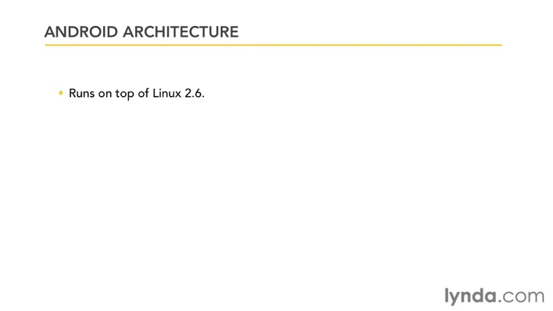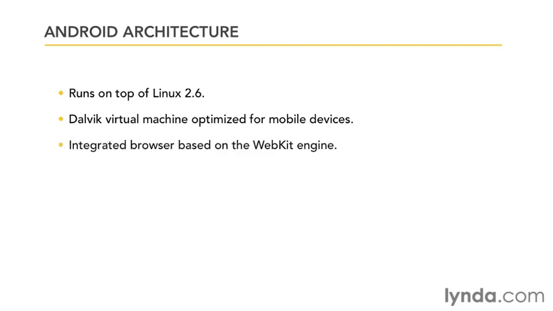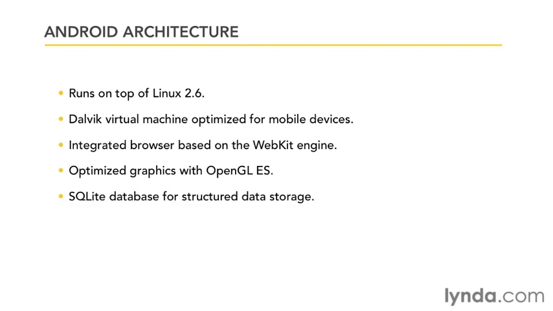Android runs on top of Linux 2.6, and it uses a virtual machine called Dalvik, which is particularly optimized for mobile devices. It has an integrated browser based off of the open source WebKit engine. It has OpenGL ES, which is the embedded version of OpenGL for high-performance 2D and 3D graphics, and it uses SQLite as a database for structured data storage.